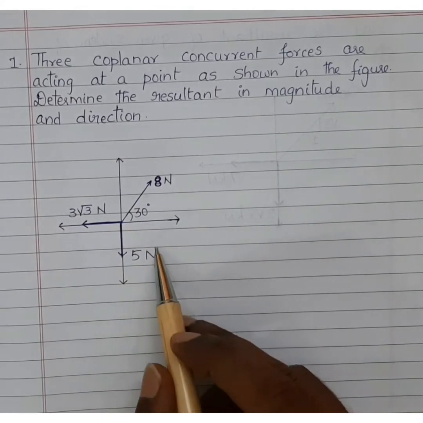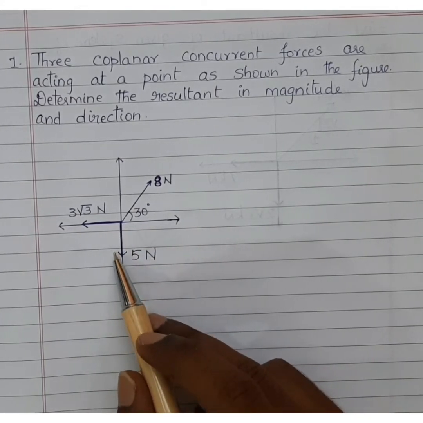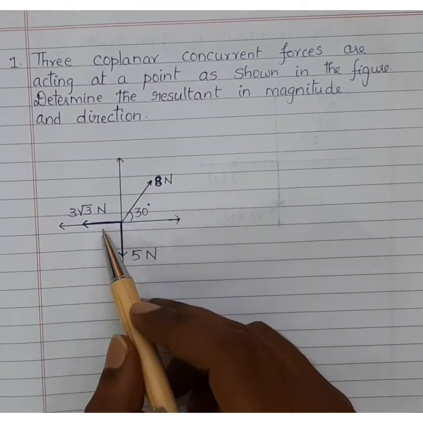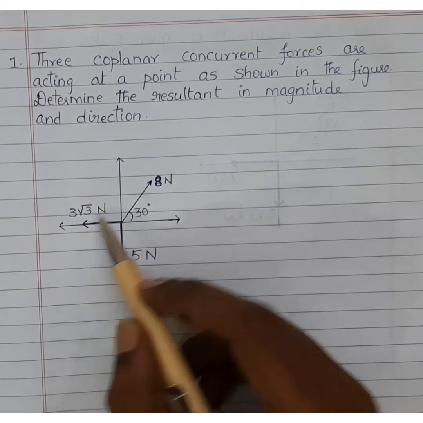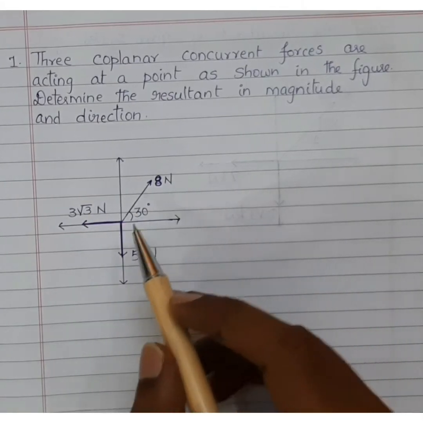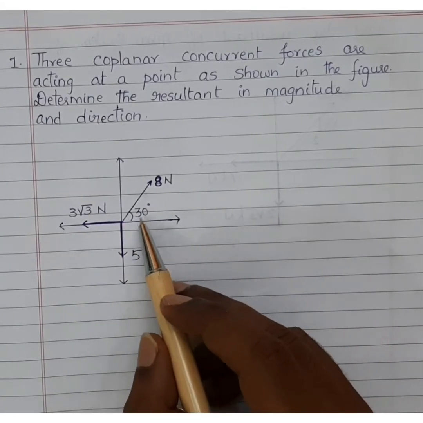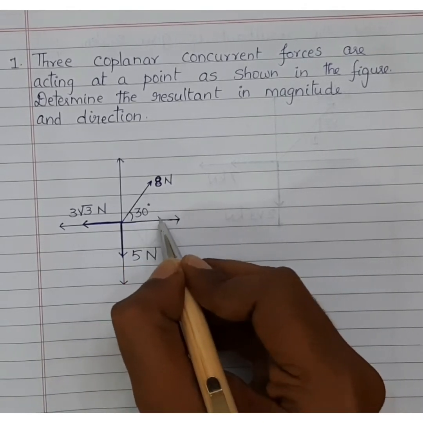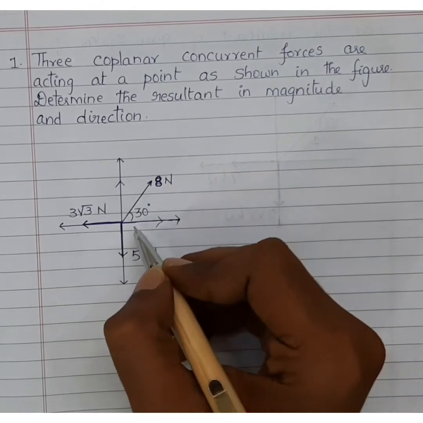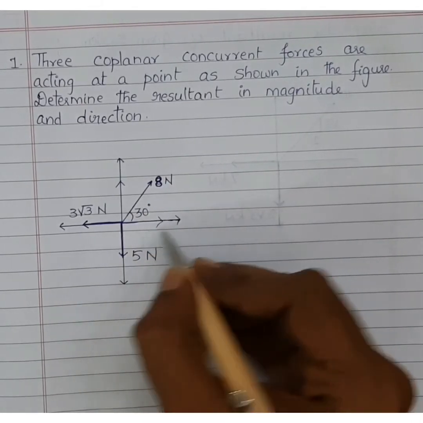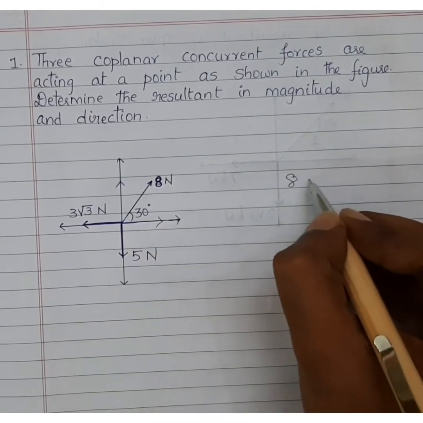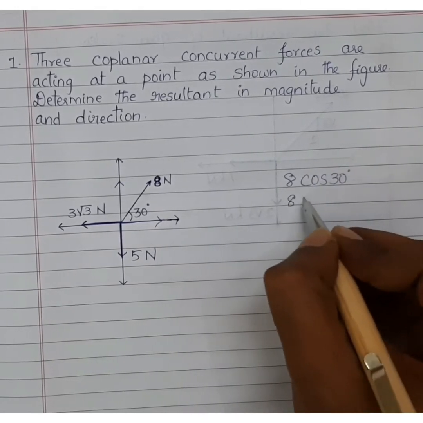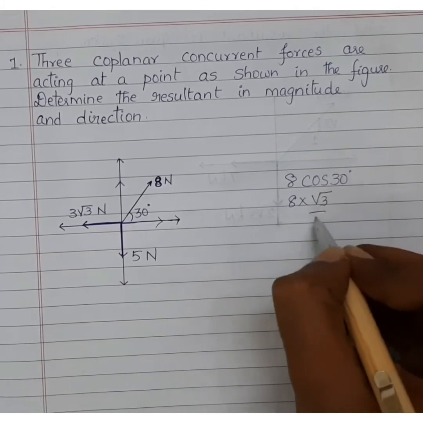Here the 5 Newton force is a completely vertical force, so there is no need to resolve it. This is also a complete horizontal force, so there is no need to resolve this also. Only this 8 Newton force is inclined at an angle of 30 degrees with x-axis, so we will resolve this. Since it's away from the point, the components will also be away from the point, so this will be 8 cos 30. 8 cos 30 is nothing but 8 into √3 by 2, so that is 4√3.